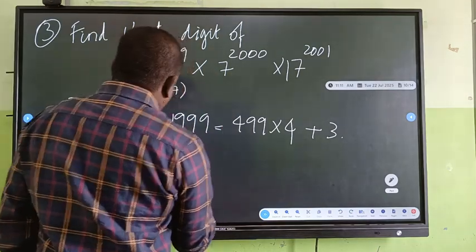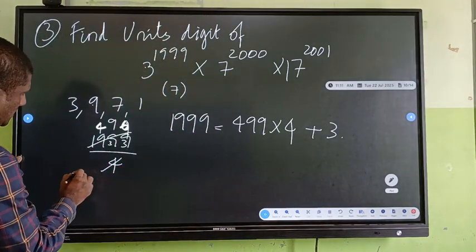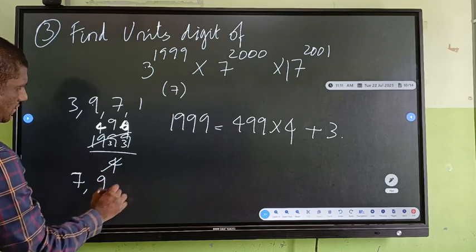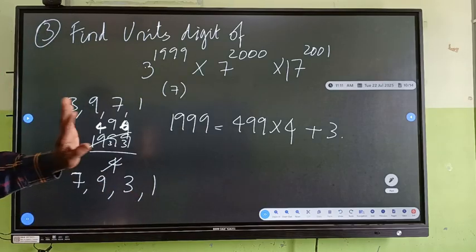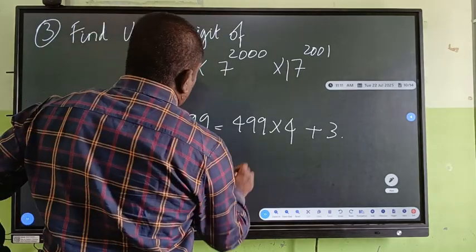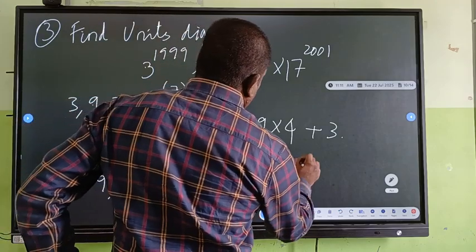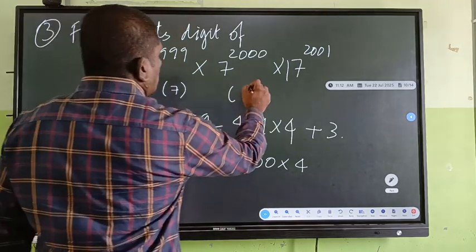Similarly, 7000. What is the cyclicity of 7? 7 into 7 is 49. First one is 7, followed by 9, then followed by 3, then 1, and then again 7. Okay. So here also cyclicity is 4. So 2000 how can be written? Cyclicity 4 can be written as 500 into 4. Okay. So 500 into 4, last digit will be 1.